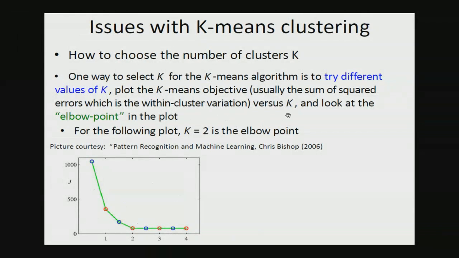So for different K, we can calculate this value, and we can plot this within-cluster variation over the number of Ks. And we look at the elbow point, the point when your error versus your K gets to a plateau. Then we pick this point. The corresponding K will be the number to pick. Okay.